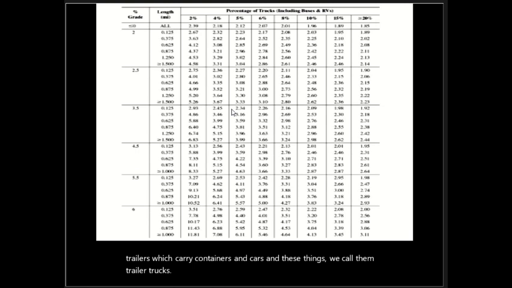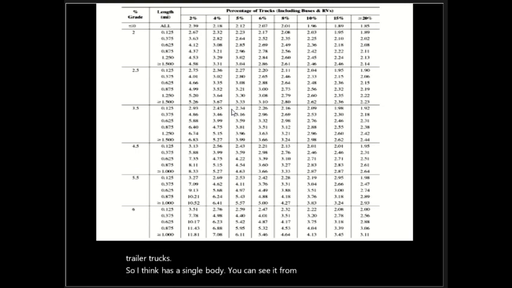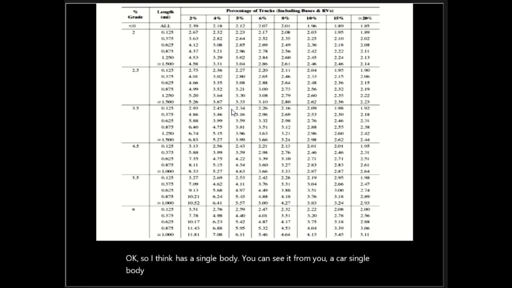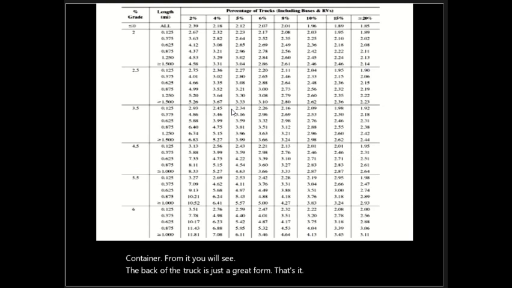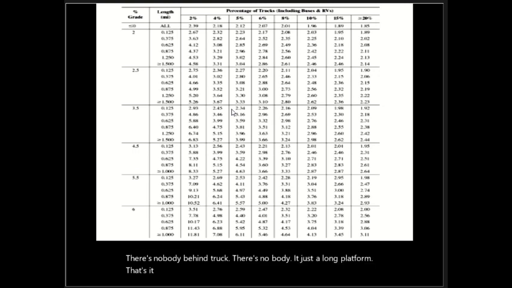A single unit truck has a single body, like your car. But a trailer truck, when you remove the container from it, you will see the back of the truck is just a platform, that's it. There is no body behind the truck. It's just a long platform. You can load anything. So that's the main difference between a single unit truck and a trailer truck. A single unit truck has a monolithic body.